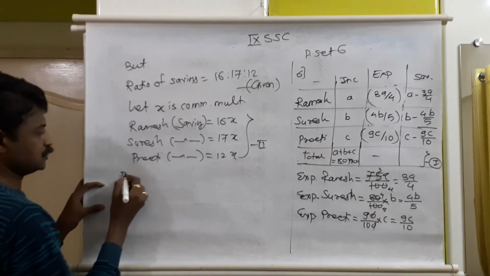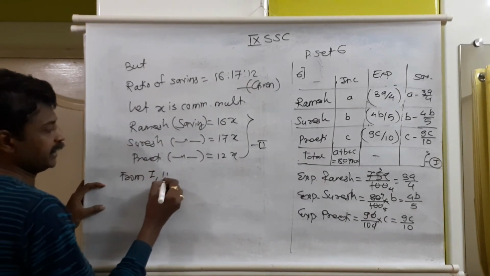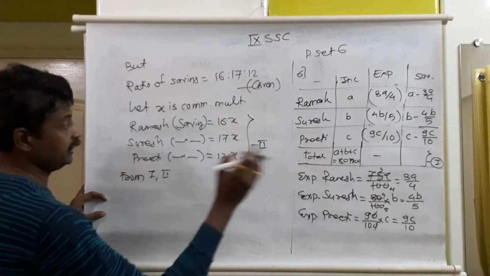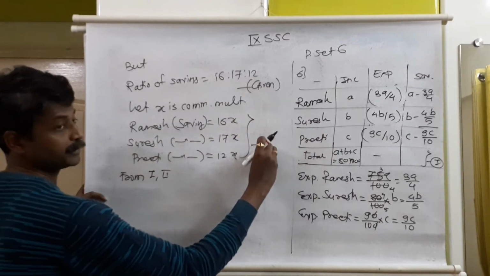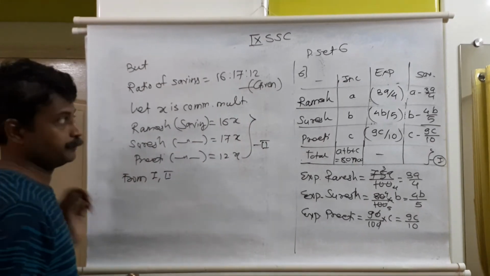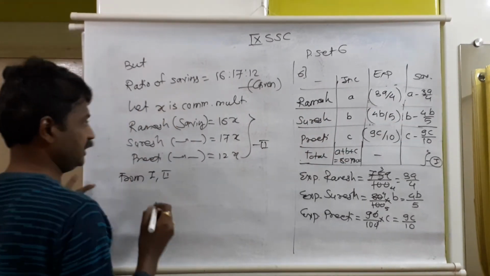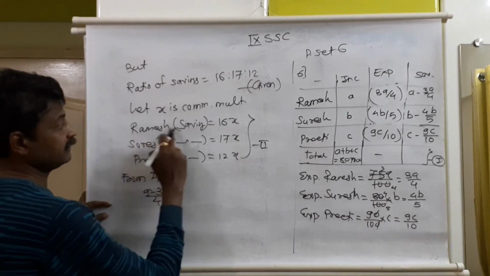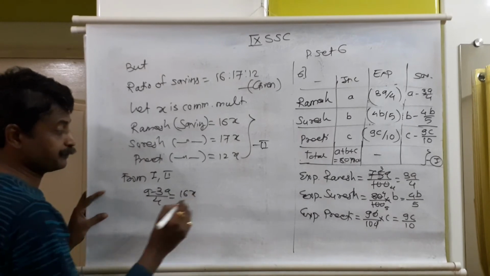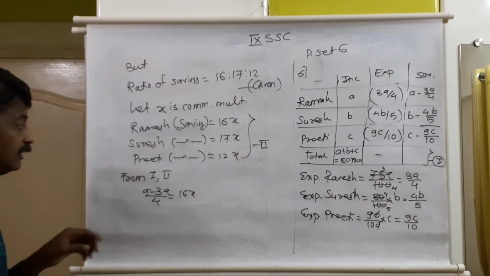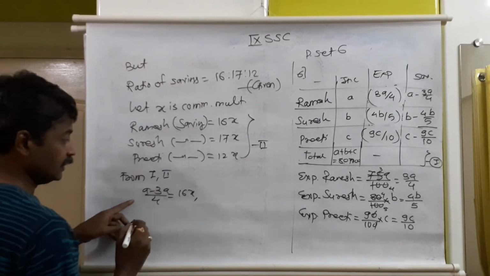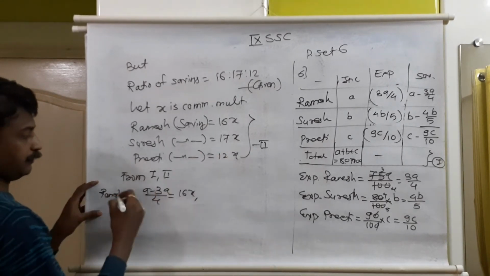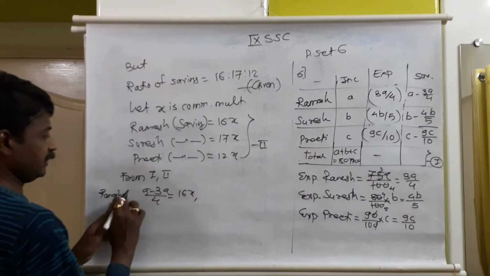Now suppose the table is equation number 1, information number 1, and these statements are information number 2. So from 1 and 2, the saving of Ramesh, A minus 3A by 4, is equal to the saving of Ramesh, again 16x. So here we can get the value of A. For Ramesh we are talking, from 1 and 2, saving is equal to saving.